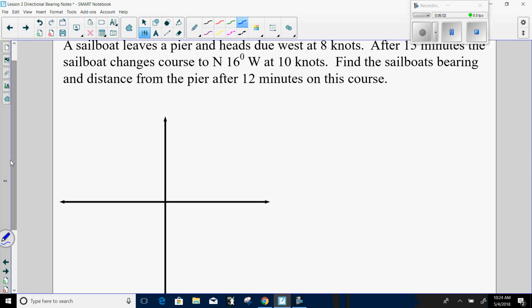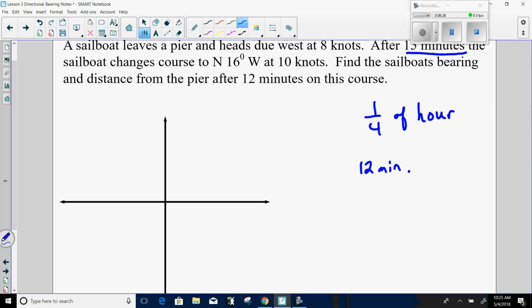This one's a little different because it says minutes. 15 minutes is 1/4 of an hour, and knots is nautical miles per hour. So we have to get our time frames in the same units. 15 minutes is 1/4 of an hour. For 12 minutes, we have to convert minutes to hours.